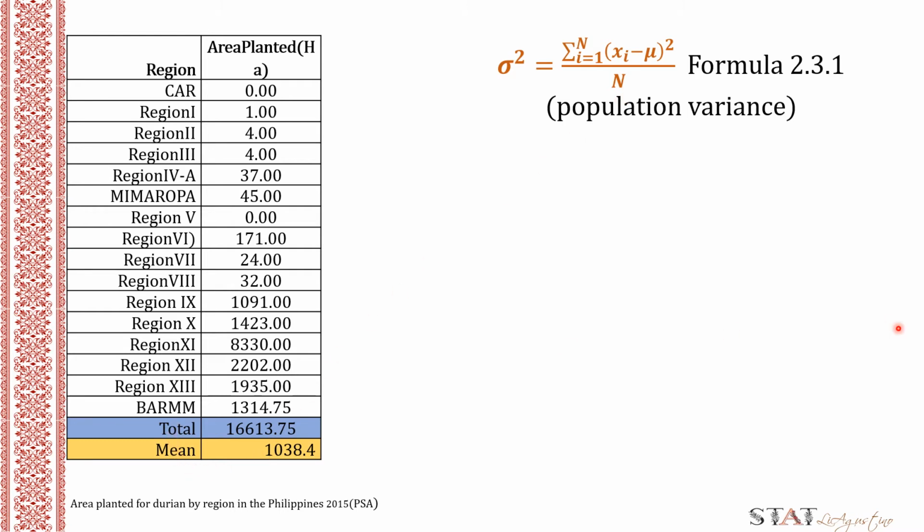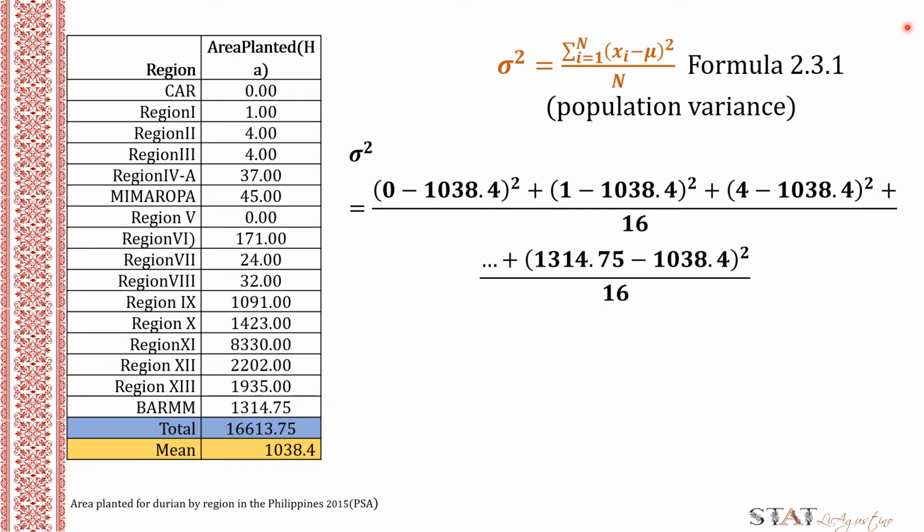In total, we have the population size of 1, 2, 3, 4, 5, 6, 7, 8, 9, 10, 11, 12, 13, 14, 15. That's the number of regions in the Philippines, or 16 rather. And now to compute using this formula, xi, this is our first observation. It is 0, and then minus the population mean, 1038.4, and then squared.